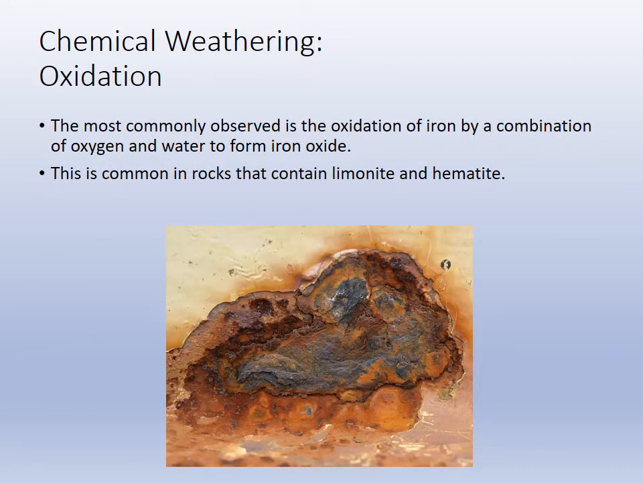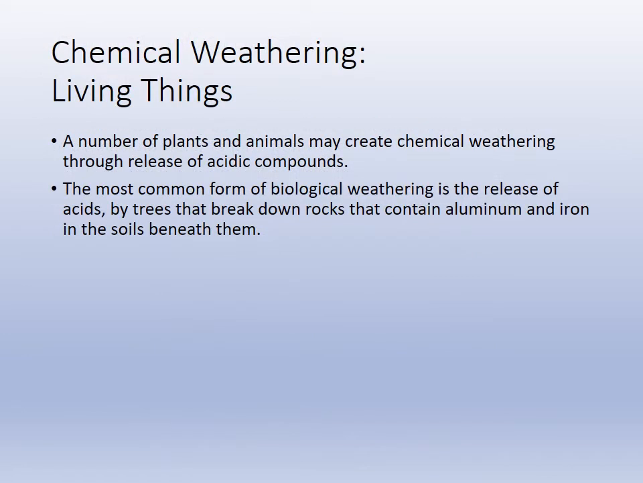Oxidation, the formation of rust and other oxides, is a common form of chemical weathering as well. Living things also produce acidic compounds, like tannic acid from leaves in the mangroves, or when citrus trees drop their leaves, and these chemicals also can break down the soil.